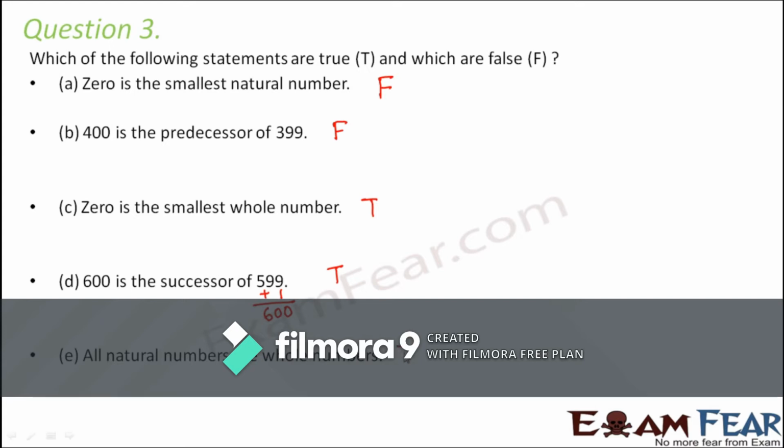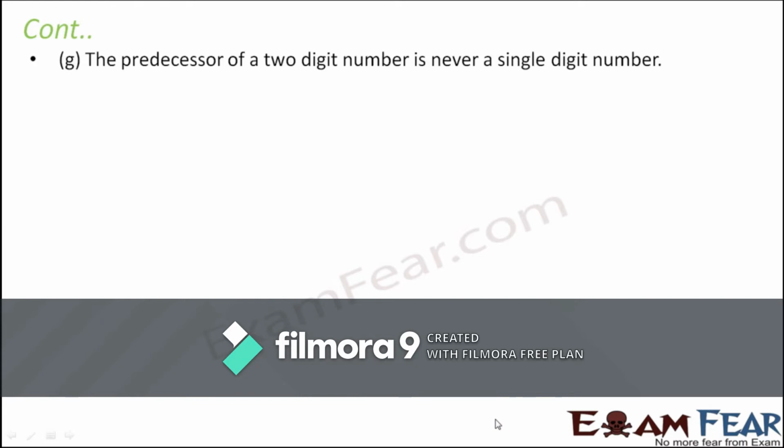All natural numbers are whole numbers. That is also true because what are whole numbers? Whole numbers are all natural numbers plus 0. So if you pick up any natural number, that natural number is going to be a whole number. So all natural numbers are whole numbers, but all whole numbers are not natural numbers because 0 is a whole number but 0 is not a natural number. All whole numbers are natural numbers. False. Why false? Because 0 is a whole number but not a natural number.